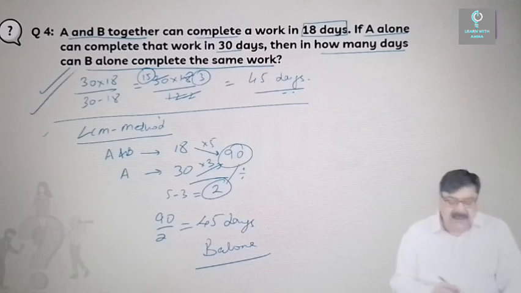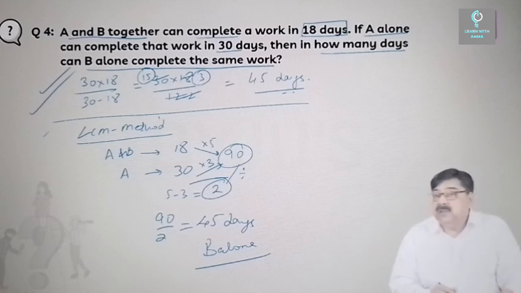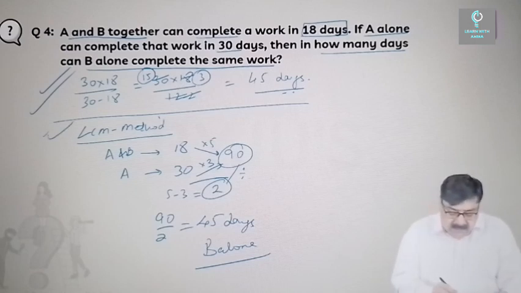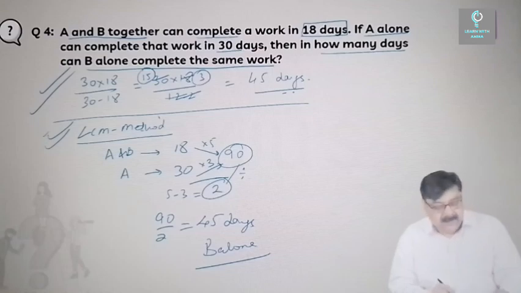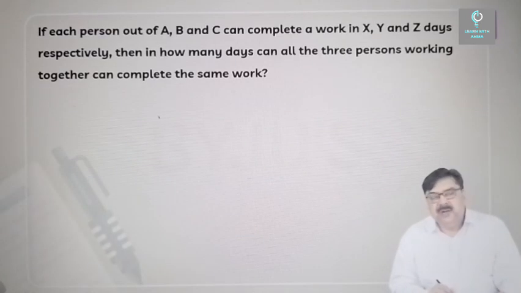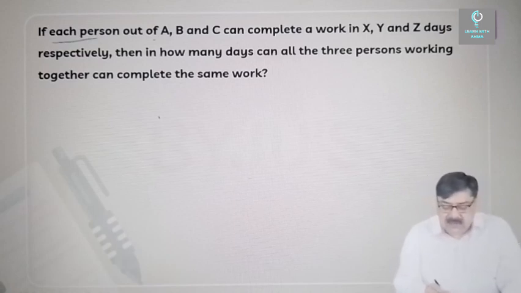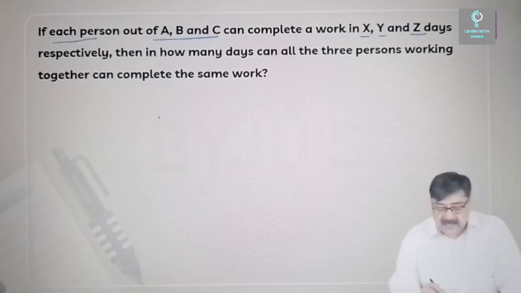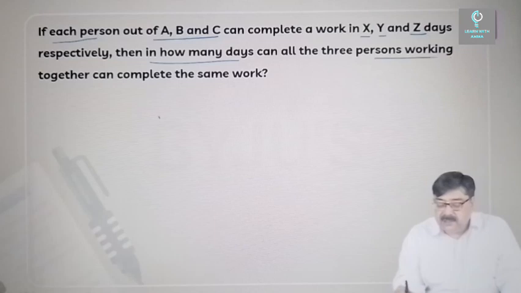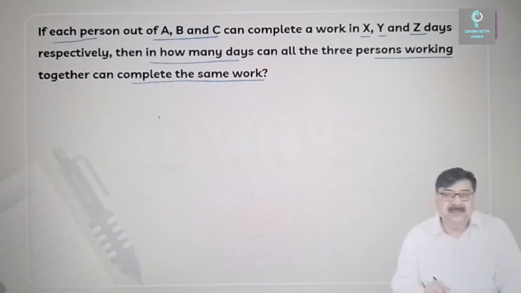See, currently this method is fine if there are 2 persons working together. But when the question is about 3 persons working together, then it may take a little longer with this method. So the LCM method is what we have to adopt finally. Now here we go. Now we have three persons working on a particular work. So if A, B and C can complete a work in X, Y and Z days respectively, then in how many days can all three persons working together complete the same work? So let us use the LCM method here. Values are not given for X, Y and Z, so a general expression can be found out here.